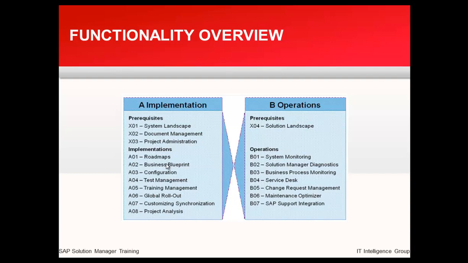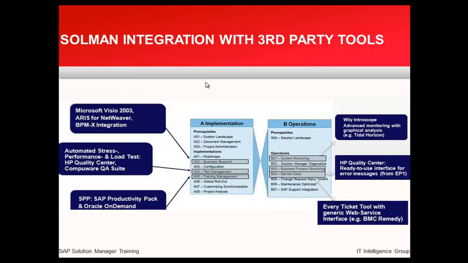Okay, then for the operations you have, once the solution landscape is defined, that is the time for you, once you create a landscape, previously using DSWP, now it is there in the technical monitoring and system monitoring. You can start doing system monitoring from there. You can set up Solution Manager diagnostics, business process monitoring. You can set up your service desk, CHARM, maintenance optimizer. CHARM stands for change and release management. Okay, then SAP support integration. So this is there from the functionality overview perspective.